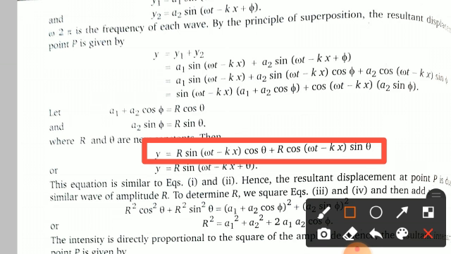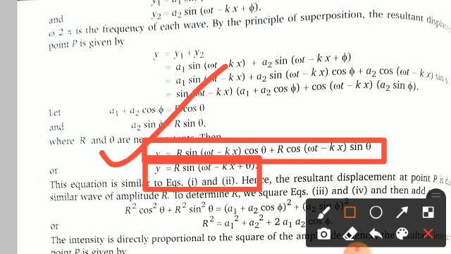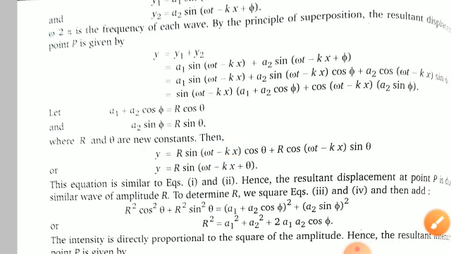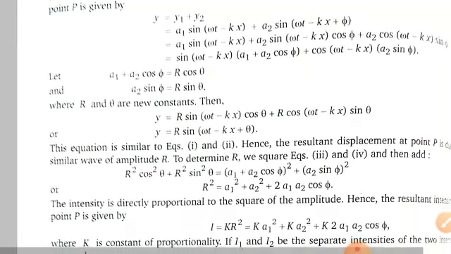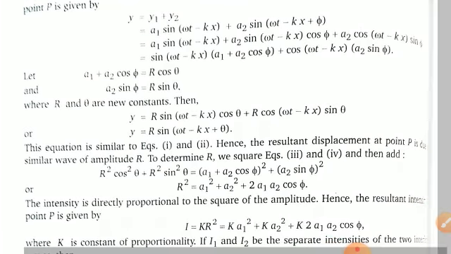And you know very well the formula of sin(a plus b) used in trigonometry: sin a cos b plus cos a sin b. The same thing we did here, and the equation changes to r sin(omega t minus kx plus theta). This is the second expression you can see here. Fine. So this equation is similar to equations 1 and 2 above.